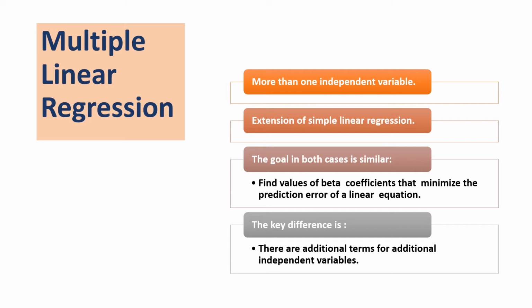The goal in both cases is similar. Whether it is simple linear regression or multiple linear regression, the goal is the same. We have to find the beta coefficients that minimize the prediction error of a linear equation. The key difference is that there are some additional terms for additional independent variables. That is, there are some additional coefficients for additional independent variables.